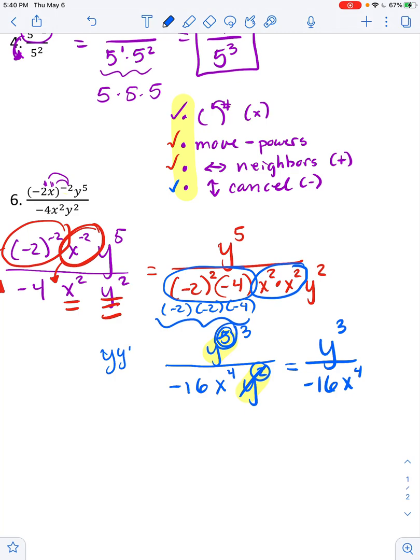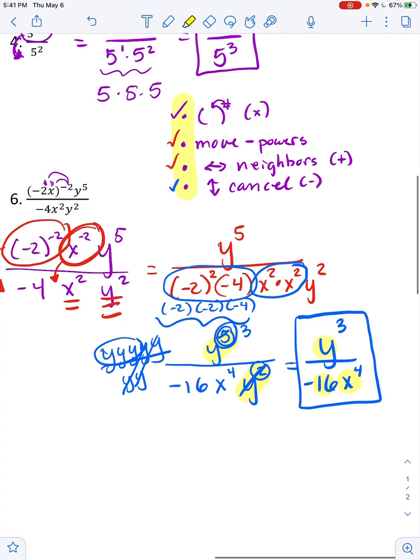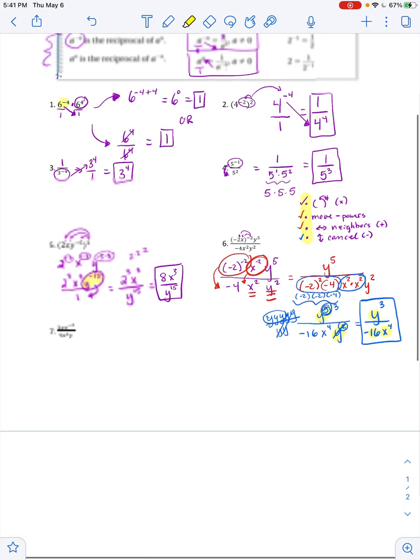If you need to write out the 1, 2, 3, 4, 5 of them on the top and the 2 of them on the bottom to convince yourself that it's going to leave you with y to the third on top, do whatever model makes it easiest for you to end up with the right answer. Now I check. Do I have any repeat bases? No. I have a number, x, and a y. Do I have any negative powers? No. I have a negative number, but that's fine.